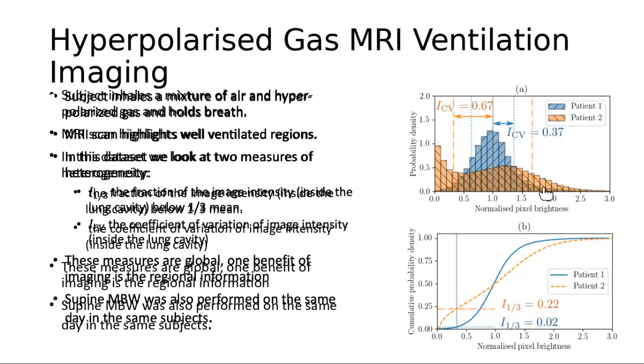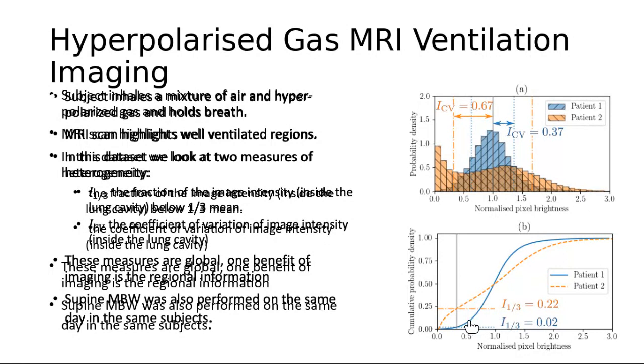If I plot all the pixel brightnesses I see in the lung tissue, then I'll get a really broad distribution if they've got lots of ventilation heterogeneity, and a more narrow distribution, like the blue one here, if it's a relatively homogeneous distribution of ventilation, or a healthy lung.